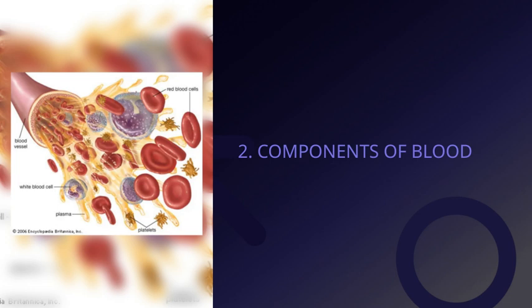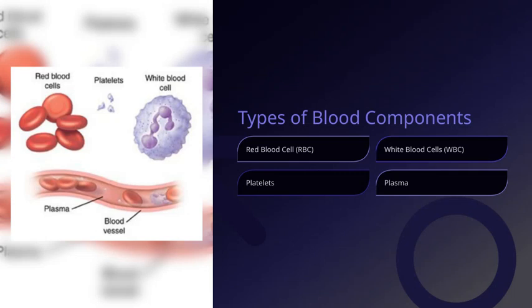When we get a cut, they gather at the site and form clots to stop bleeding. Each of these components works together seamlessly, supporting overall health and the body's ability to heal and fight disease. Understanding these components gives us insight into how blood sustains life and maintains homeostasis. Today, we're going to look at the main types of blood components that make up our blood.